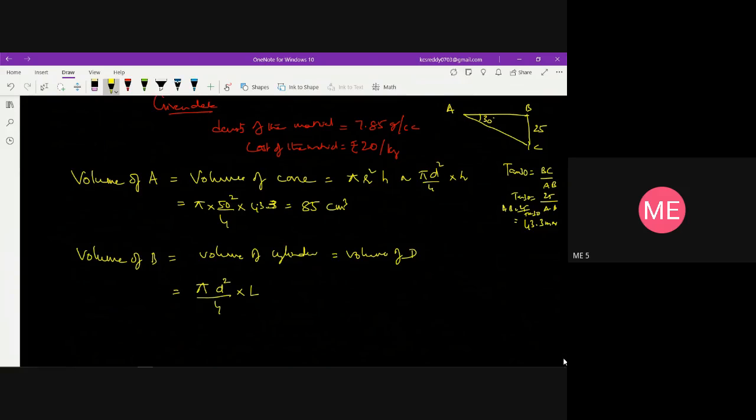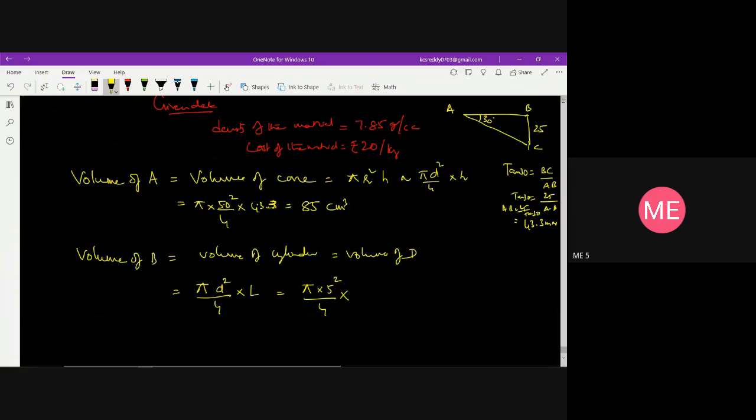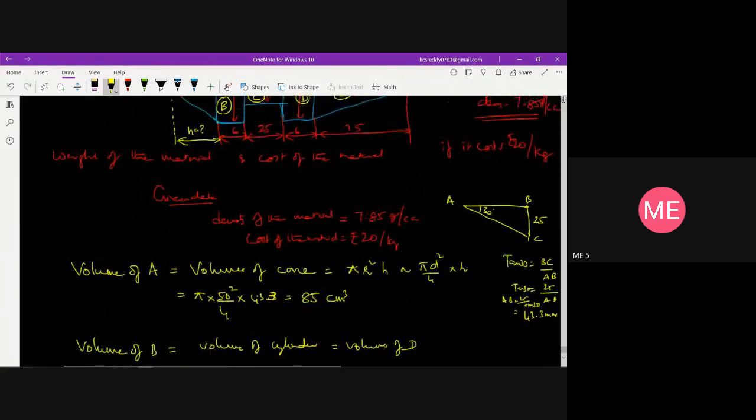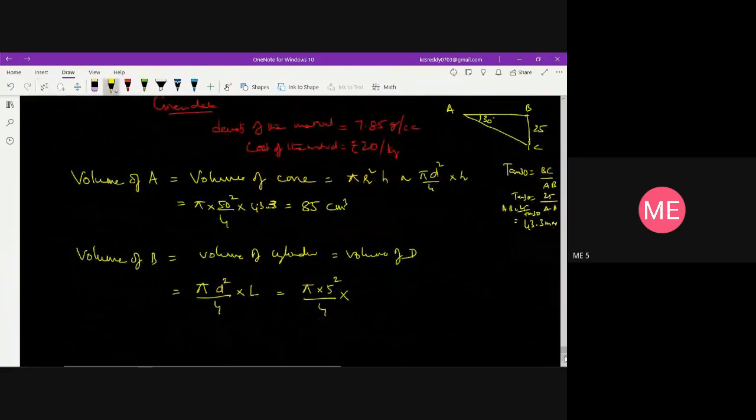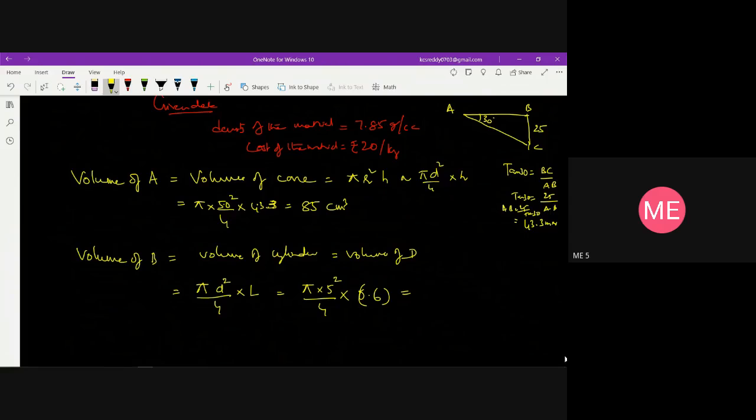the length of the cylinder. So if I take the volume of B, D is the diameter given as 5 centimeter, so pi into 5 square by 4 and L. L is given as 6 mm, right? So 6 mm I can take as 0.6 centimeter here. So I'm going to get total volume equal to 11.78 centimeter cube. So that is volume of B as well as volume of D also.